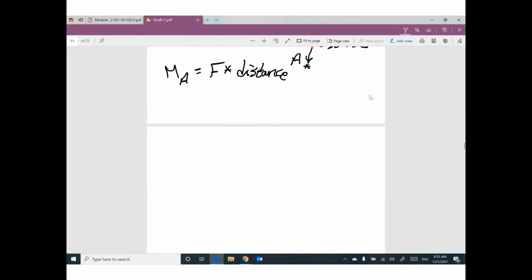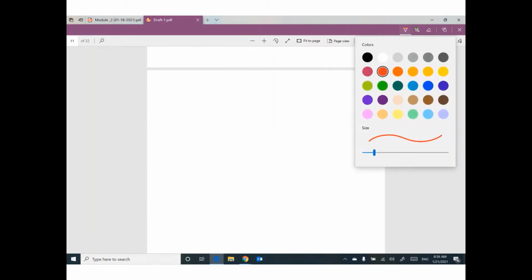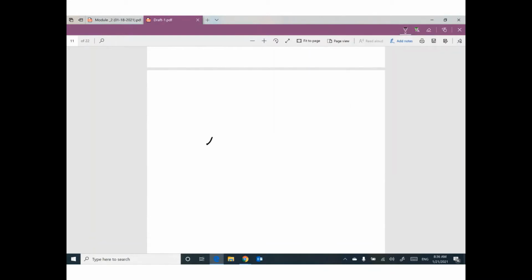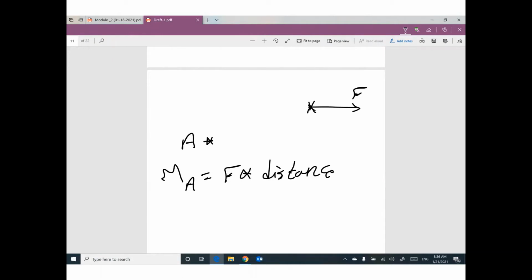Fatal mistake. It's wrong. Not accepted. If you have point A and if you have a force like this, and you say MA equals force times distance, and you are saying distance is this one, that's wrong. Why? Because the direction of the force is horizontal and the direction of the distance is horizontal, both of them in the same direction, you are making a mistake.